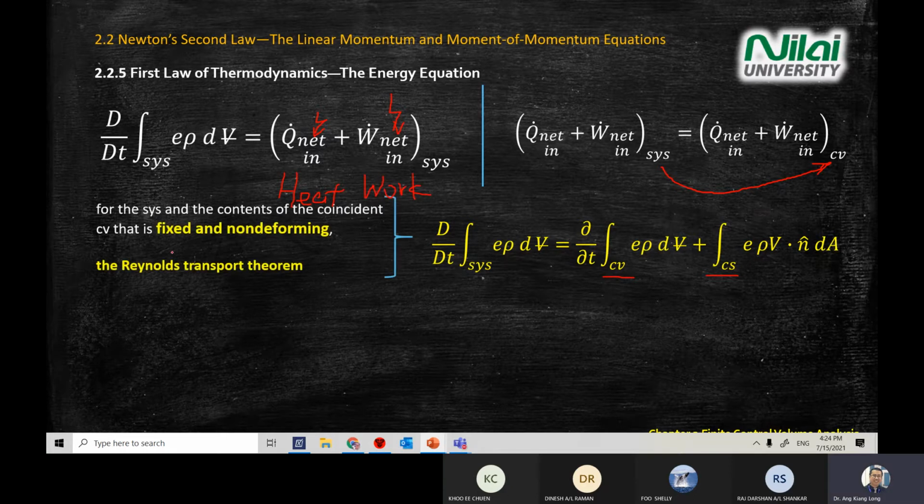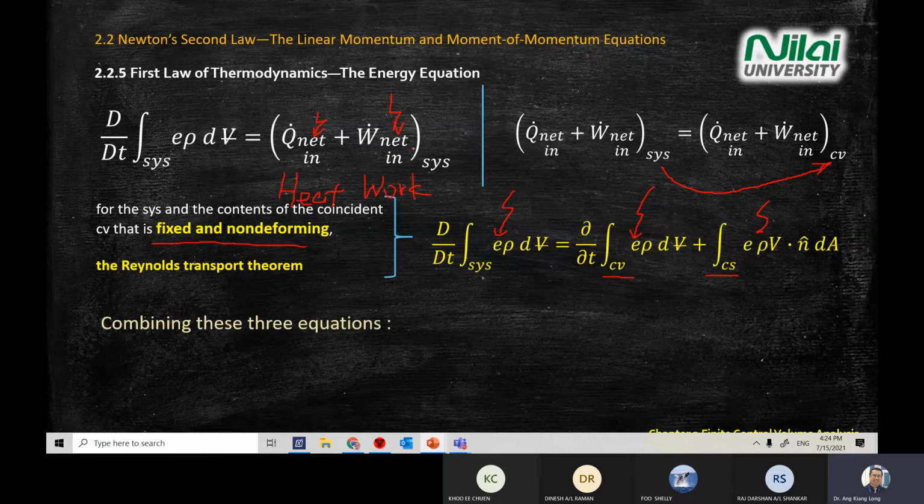Then the next one will be, again, this one, we still look at non-deforming dimension, and Reynolds transport theorem will be the similar pattern, only the E is changing. The previous one we looked at velocity, but when it comes to the first law of thermodynamics chapter, we change the velocity into energy, E. Okay, as you can see here, E.